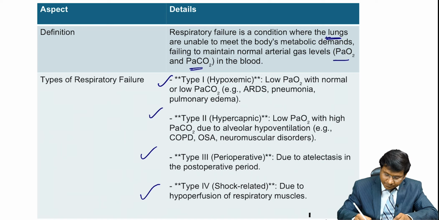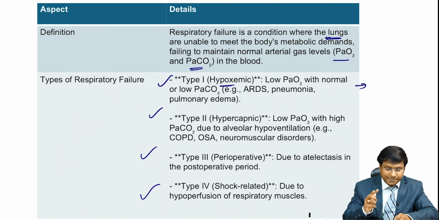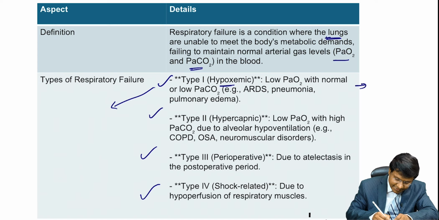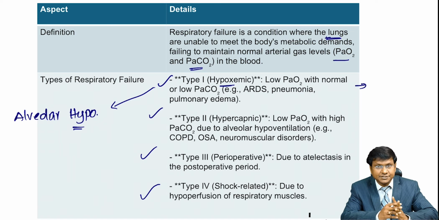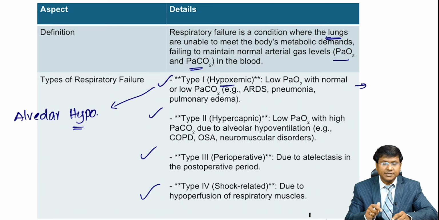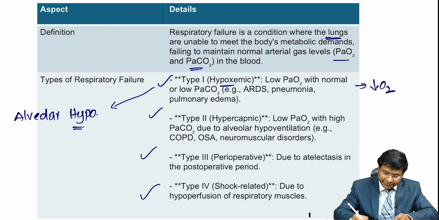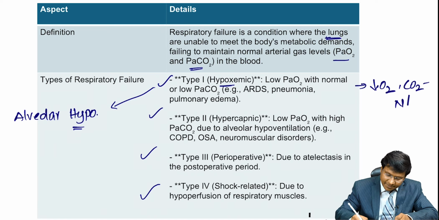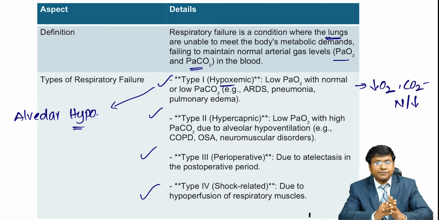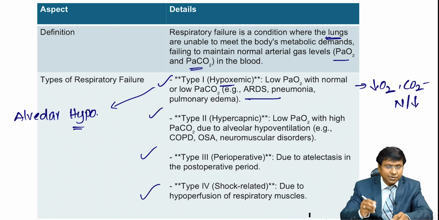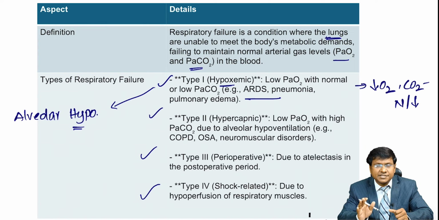Type 1 is hypoxemic respiratory failure, and this type 1 is due to alveolar hypoventilation, right? And because of this alveolar hypoventilation, in type 1 respiratory failure there will be hypoxia. And next is carbon dioxide. Carbon dioxide levels may be normal or may be decreased in type 1 respiratory failure. The etiology I will discuss in detail, but one of the important etiologies is ARDS, the mild to moderate form of ARDS, and pneumonia.